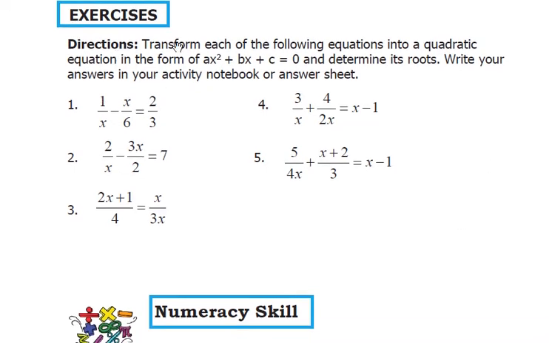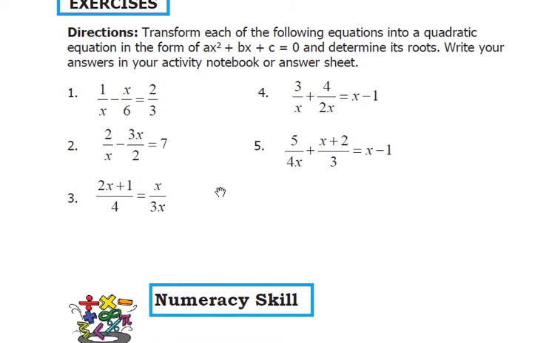To start with, let's read the direction. Transform each of the following equations into quadratic equation in the form of ax squared plus bx plus c equals 0 and determine its roots. You have to write your answer in your answer sheet. For number 1, we have 1 over x minus x over 6 equals 2/3.